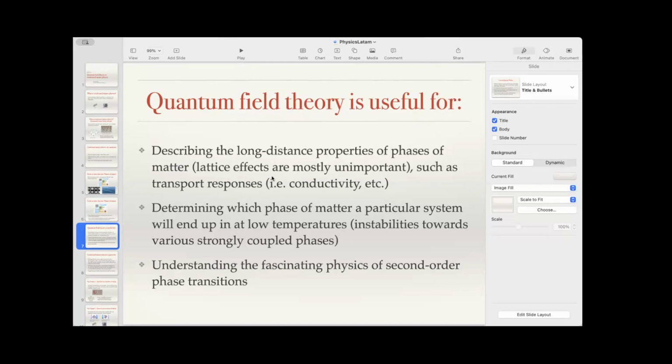And so that's one thing that's useful: if you know what your phase is and you can deduce what the effective field theory should be, you can then use that to calculate experimental responses.